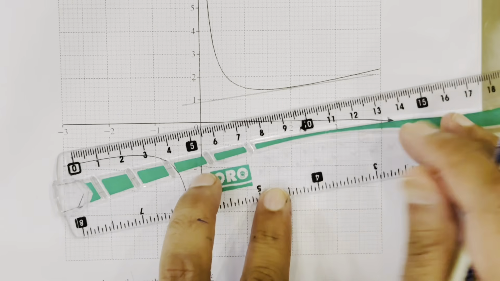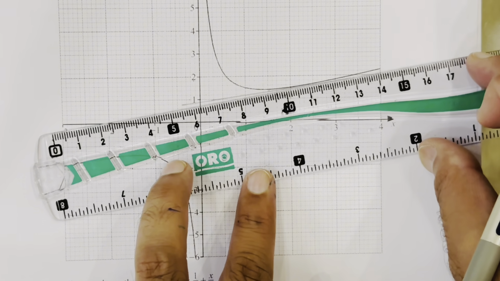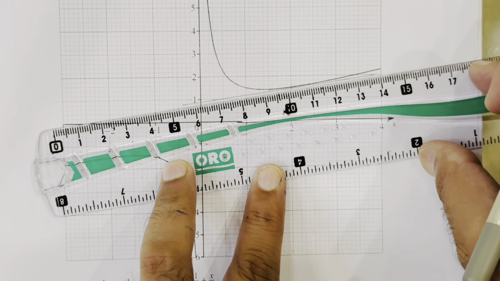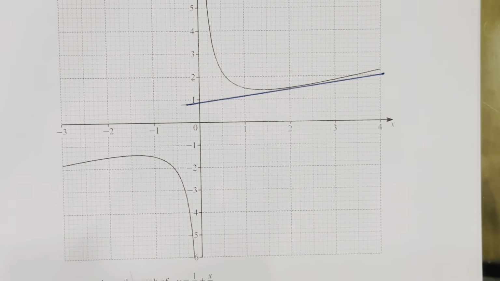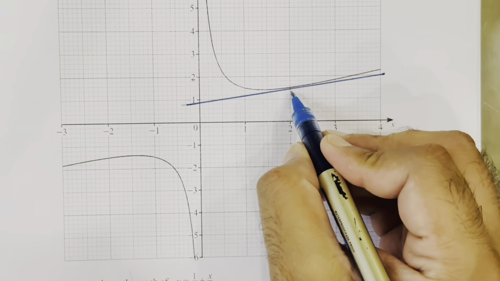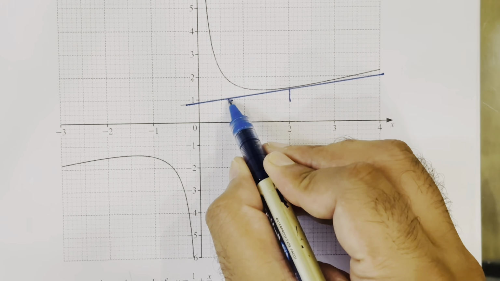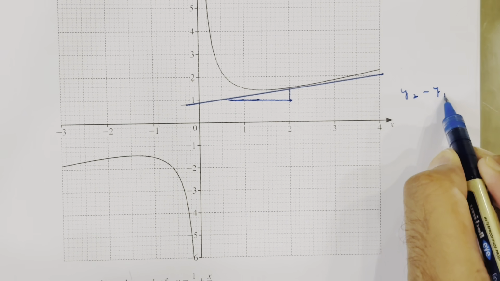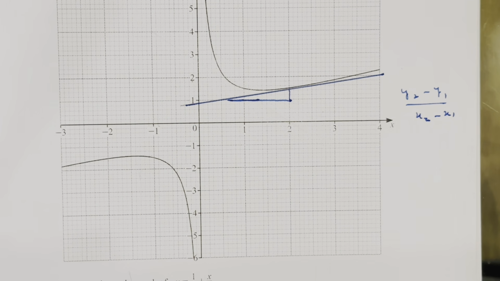x is equal to 2, and you need to draw over here, so you need to draw the tangent very carefully over here. After drawing the tangent you need to calculate the gradient as well, or we can make our triangle over here, and after making the triangle you can calculate y2 minus y1 over x2 minus x1 to calculate the gradient.